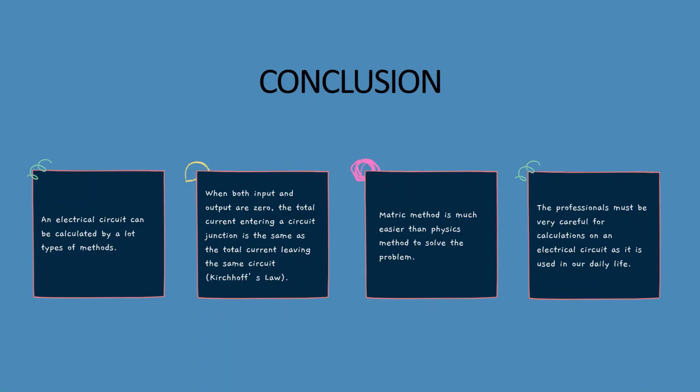Rather than using the physics method, it is easier to use the matrix method to solve the problem since the equations are solvable. Since the electrical circuit is used in our everyday life, the expert must be extremely cautious and thorough when performing calculations on an electrical circuit to avoid any problems such as malfunction of the appliance in the future. Examples of the appliance are a water heater, iron, and microwave.